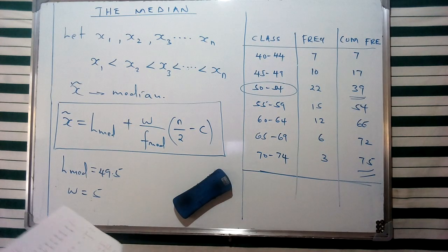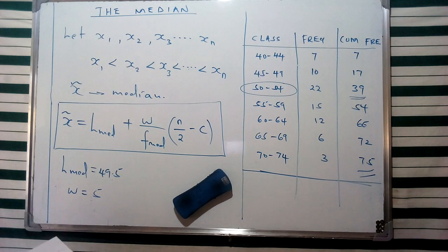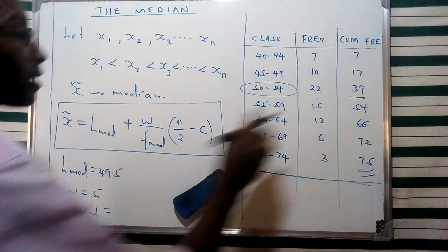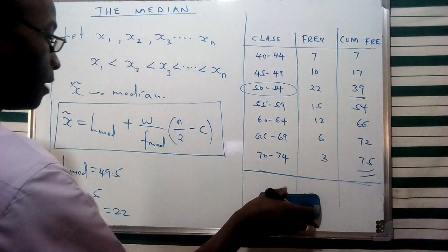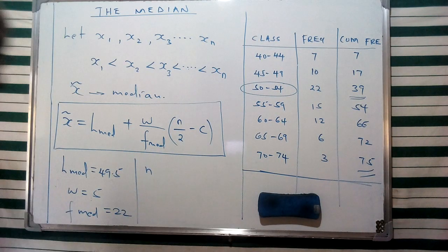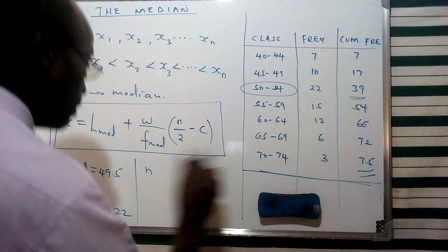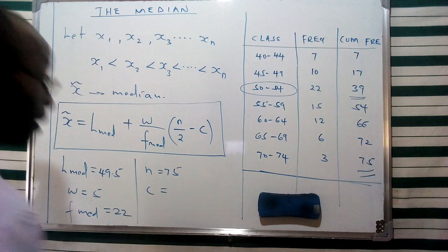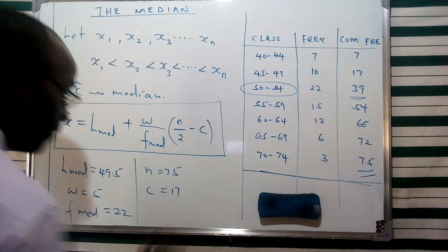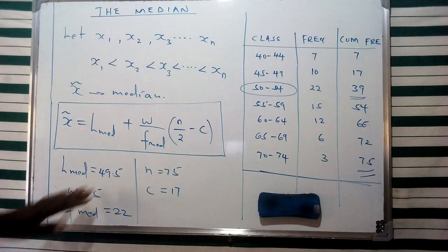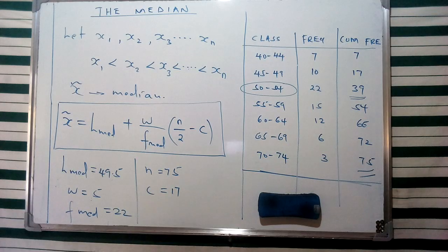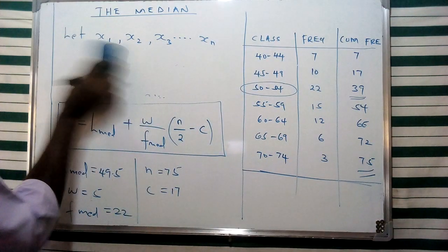Then we're going to identify the frequency of this specific median class, given as F_md, which is 22. For the value of N, as we said, this is equivalent to the total frequency, which is 75. And we shall have this particular value of C given as the cumulative frequency of the class preceding the median class, which is 17. So these are the specific values we're going to use in evaluating our median from this grouped set of data.